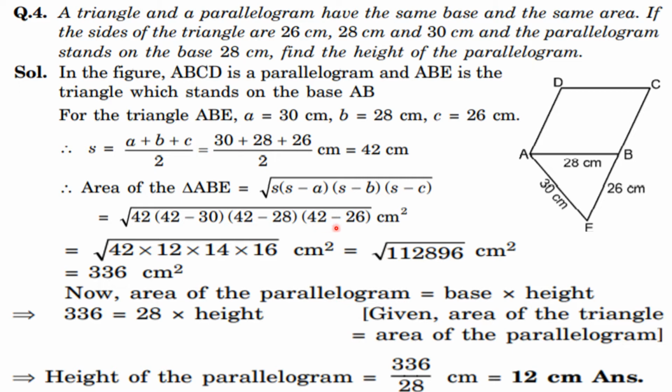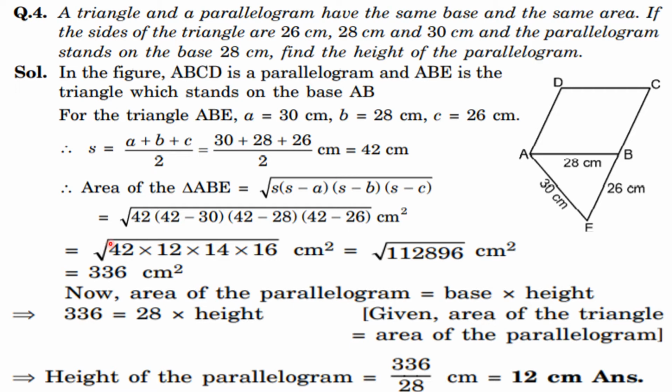Into (s minus c). What is s here? 42 minus what is the value of c? 26. Understood this part, my children? Understood this step, my children? Centimeter square, because we are finding the area of the triangle ABE. So the unit is centimeter square. Okay, my children? Understood? Right.